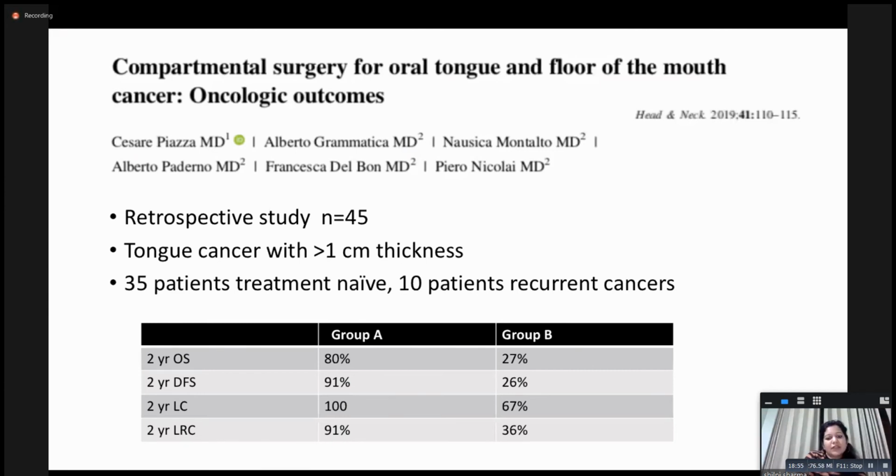and then they had recurred. They found that if you offer compartmental tongue surgery to these patients, the outcomes are much superior compared to the recurrent group patients. So they said that for T3 tumors, thick tumors, it's better to do compartment surgery rather than doing wide excision and then having recurrence and then treating them, because the survival outcomes are superior.